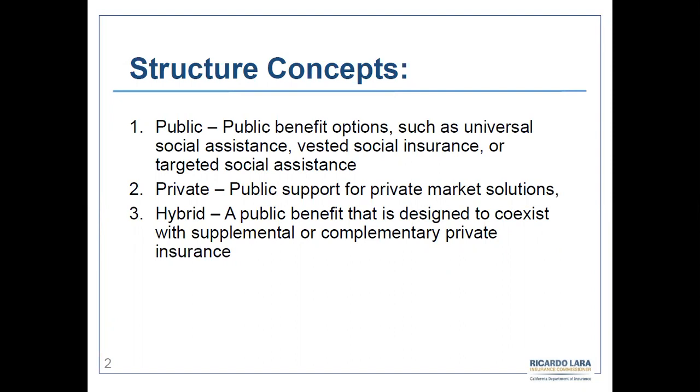In terms of public benefits, that can include universal social assistance, vested social insurance, or targeted social assistance. Private solutions in this context would refer to some sort of program that provides public support for private market solutions. A hybrid solution would be some blending of the two, so a public benefit that is designed to coexist with some private insurance component.